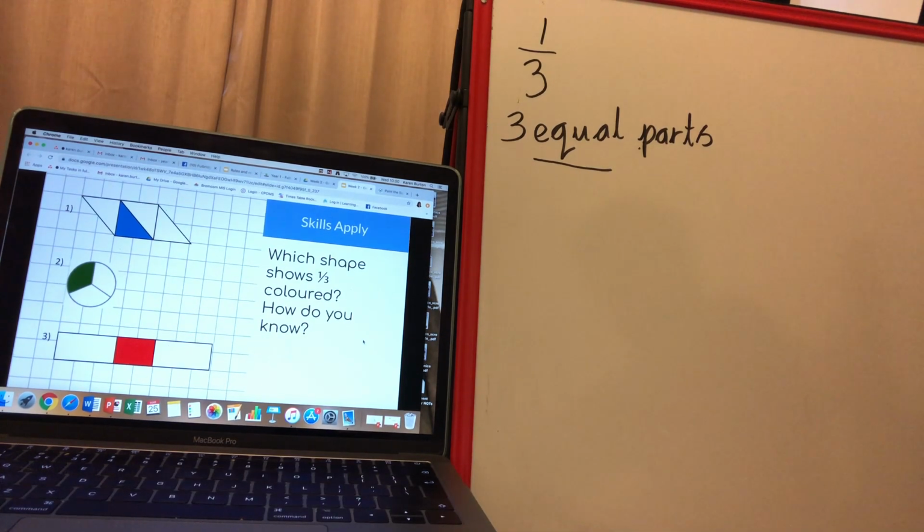Which shape shows 1/3 coloured? So we're looking for the one that's right this time. Which one do you think has got 1/3 coloured? Can you explain how you know which one is correct? Which one's got 1/3 coloured?